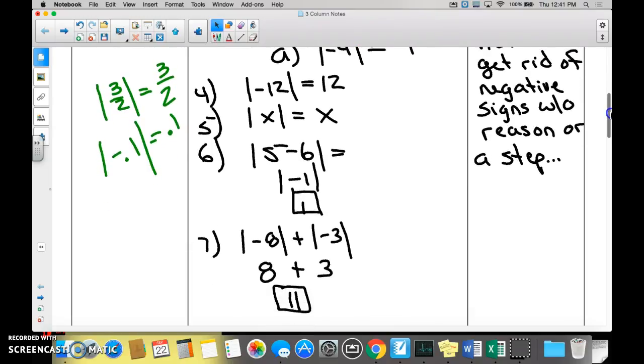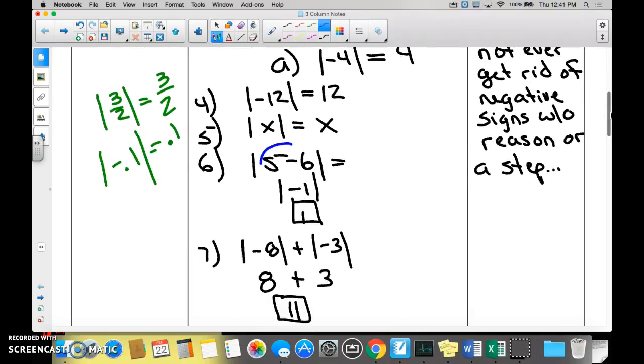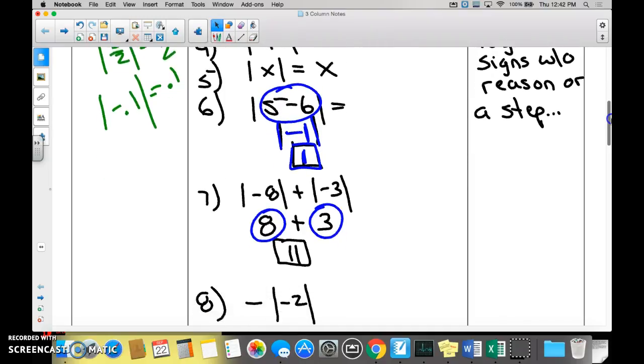We gave you some examples of doing an operation within absolute value. Should you do the operation first, then find the absolute value? Yes. So if you notice, I did the operation first, 5 minus 6, which is what? And then I boxed my answer as 1 because the absolute value of -1 is 1. So always do the operation first. Same thing with number 7. I did the operation first. I added them together and got my final answer.